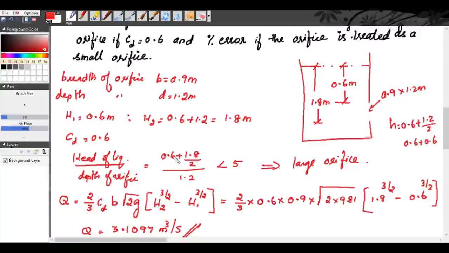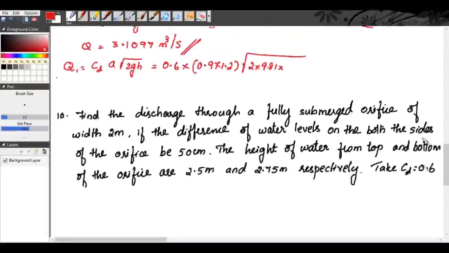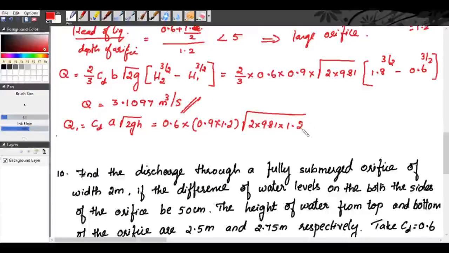So here also, the head of the liquid is 0.6 plus 1.2 divided by 2. So 0.6 plus 0.6, it is 1.2 meter. So H is 1.2 meter. So we get the discharge through the smaller orifice. If we consider the orifice as a small orifice, the discharge will be equal to 3.1442 meter cube per second.